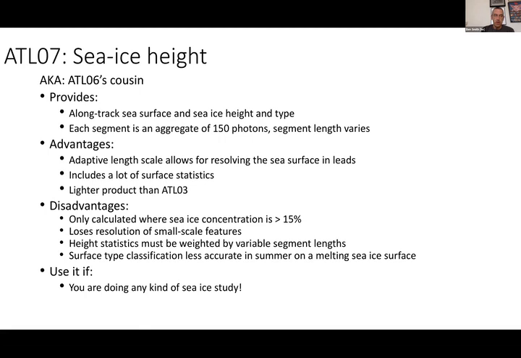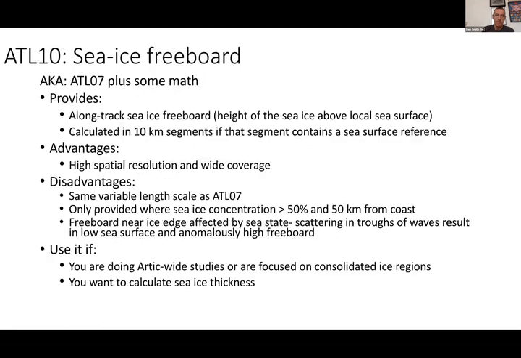This is a good one to use for any kind of sea ice study. It's a great product and it's validated out very well. ATL10 takes the ATL07 freeboard and the ATL07 heights and turns those into a freeboard by subtracting the sea surface height measurements from the top of the snow surfaces. So it gives you 10 kilometer segments of the difference between the sea surface and the top of the ice. The advantages of this are relatively high spatial resolution and wide coverage.